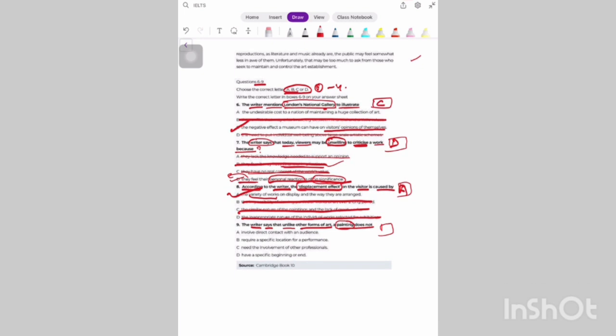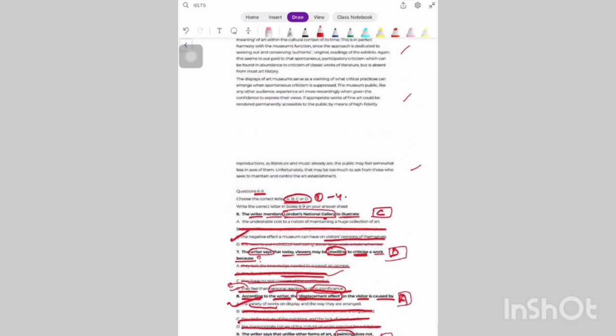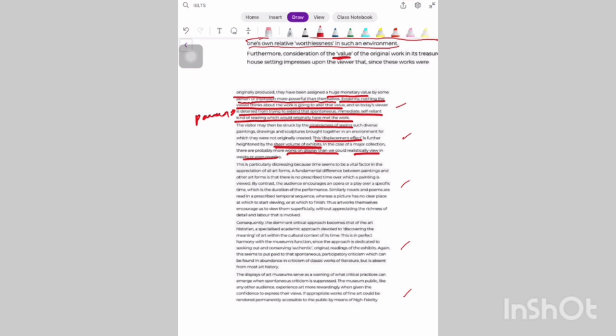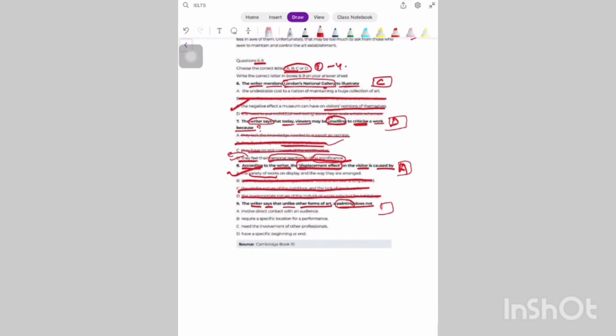Then the writer says that unlike other forms of art, a painting does not. The difference between painting and other forms of art is that there is no prescribed time over which a painting is viewed. By contrast, the audience experiences an opera or a play over a specific time, which is the duration of the performance. Similarly, novels and poems are read in a prescribed temporal sequence, whereas a picture has no clear place at which to start viewing or at which to finish. Thus, artworks themselves encourage us to view them superficially without appreciating the richness of detail and labor that is involved. So they are talking mainly about time here: no prescribed time over which a painting is viewed, but in other forms of art, there are specific times.